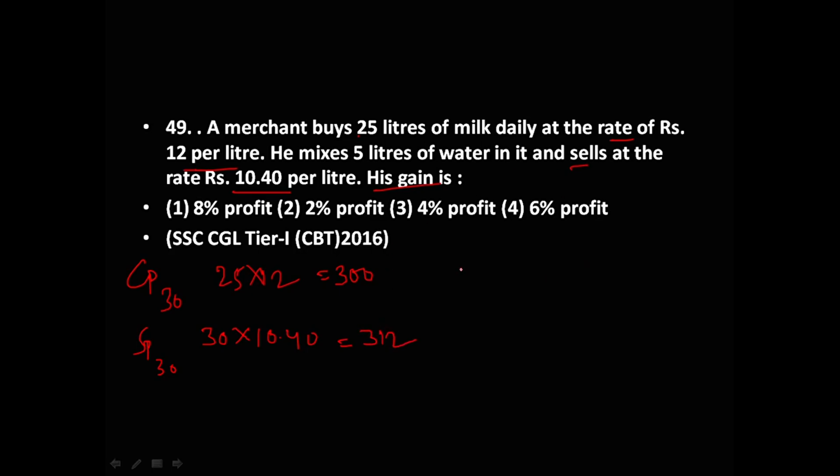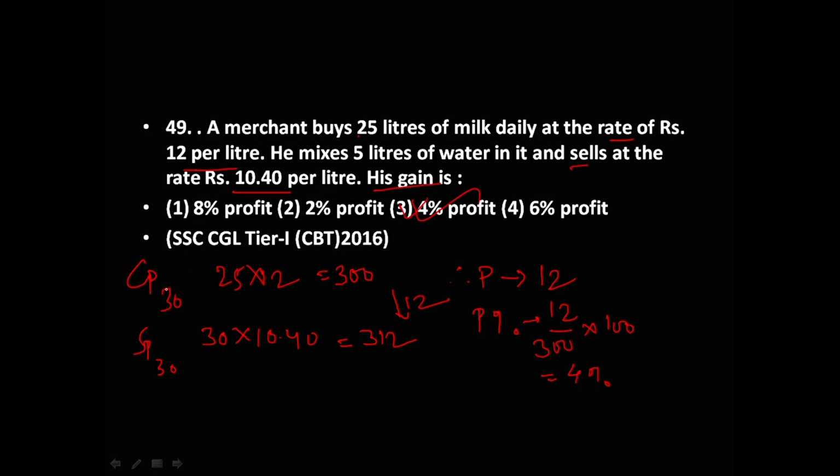Okay. So what is the profit now? 12. So profit 12. So profit percentage will be 12 upon 300 into 100. So what's the answer? It's 4%. Clear? 4% profit.